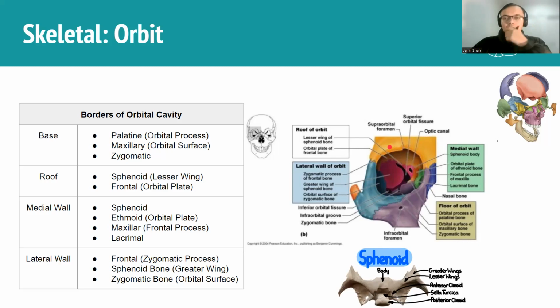The other bone is, again, the sphenoid bone. So you can see the sphenoid bone actually pops up quite a lot when it comes to the walls, and we'll talk about why that's the case as well. But in this case, it's going to be the lesser wing of the sphenoid bone, which you can see right there on the diagram. We'll talk about that in a second.